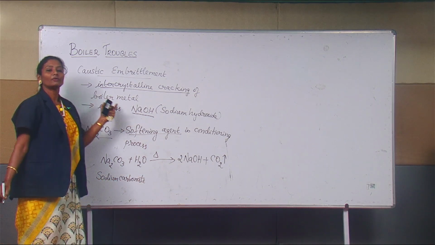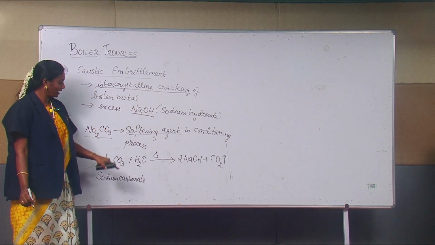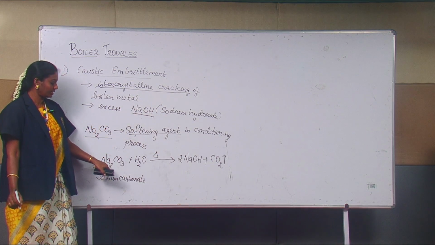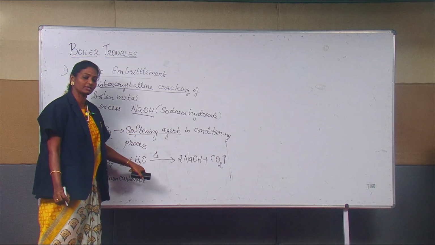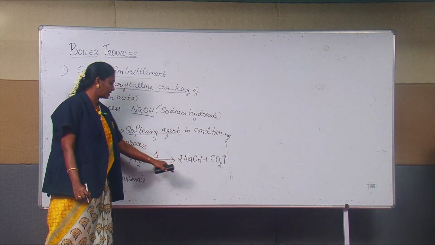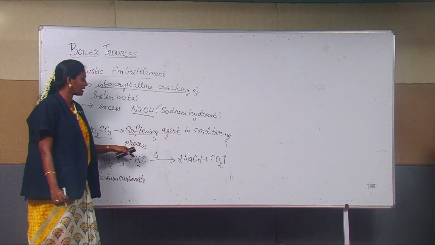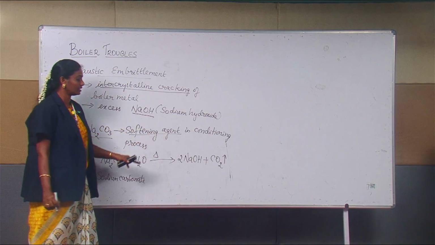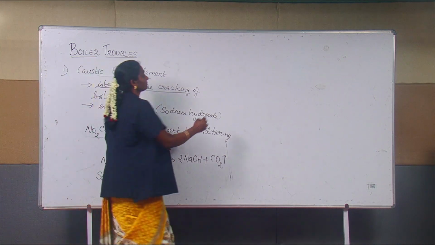Now we are able to understand the sodium hydroxide from where it comes. It comes as a result of heating sodium carbonate. This sodium carbonate will be present in the water source itself when we use it as the softening agent. So when we add this chemical in the softening process, it would be converted to sodium hydroxide on continuous heating. This would get precipitated.